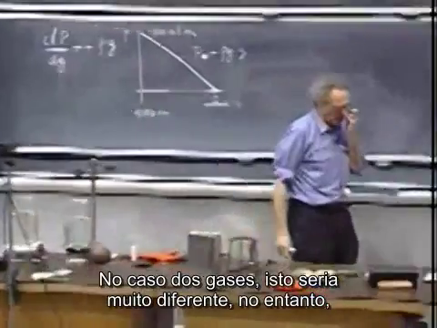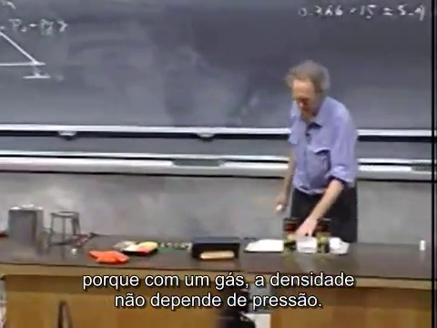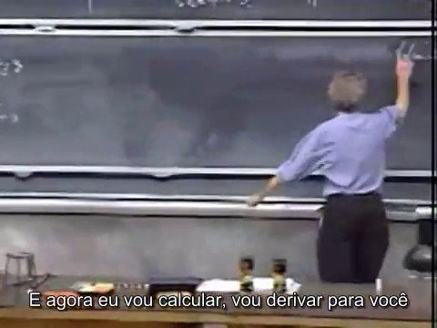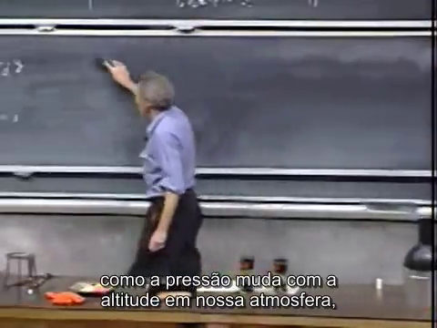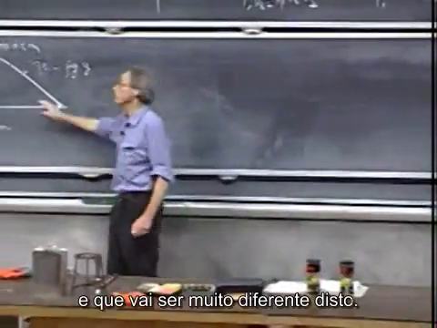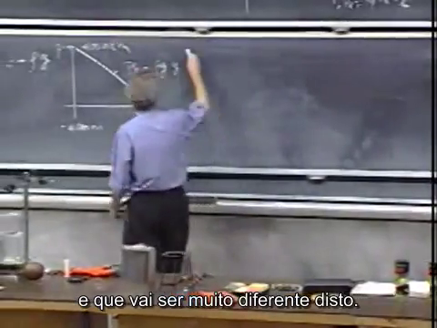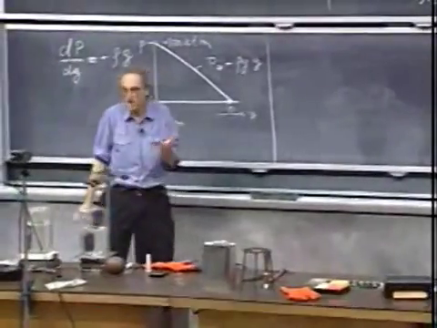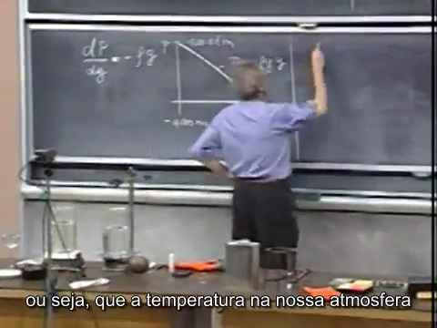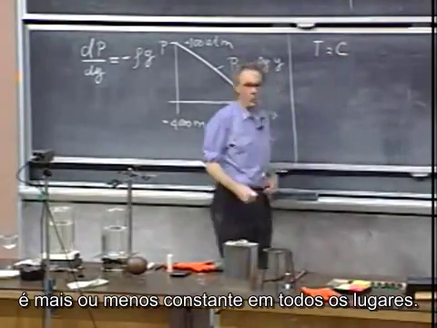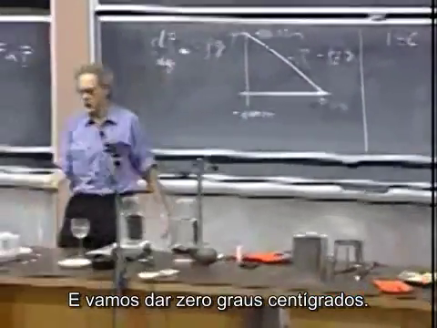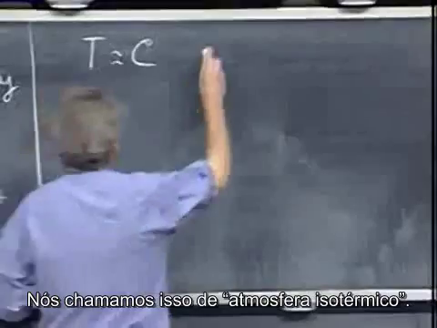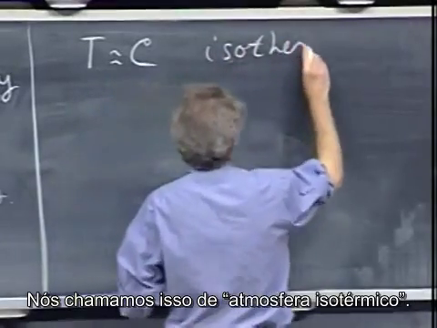For gases, this would be very different, though, because with a gas, the density does depend on pressure. And now I will derive for you how the pressure changes with altitude in our atmosphere. And it's going to be very different from this. I will do that under the following assumption, which is not an ideal assumption, but it's not very bad. Namely, that the temperature in our atmosphere is roughly constant everywhere. And we'll take 0 degrees centigrade. Here it's a little warmer. When you go up, it's a little colder. We call that an isothermal atmosphere.